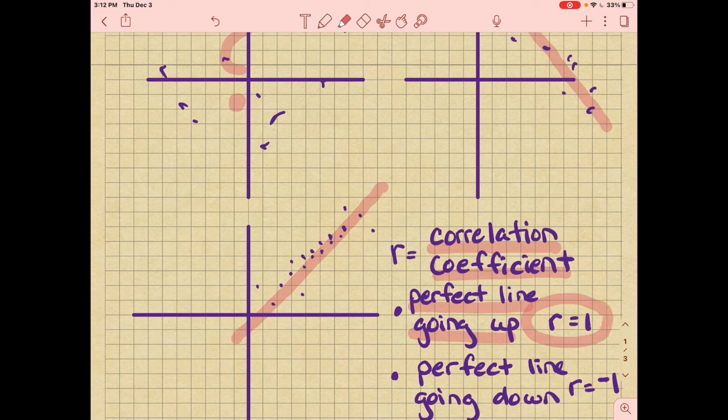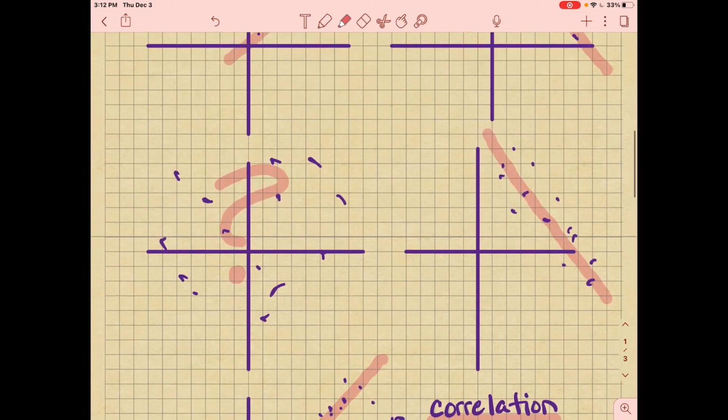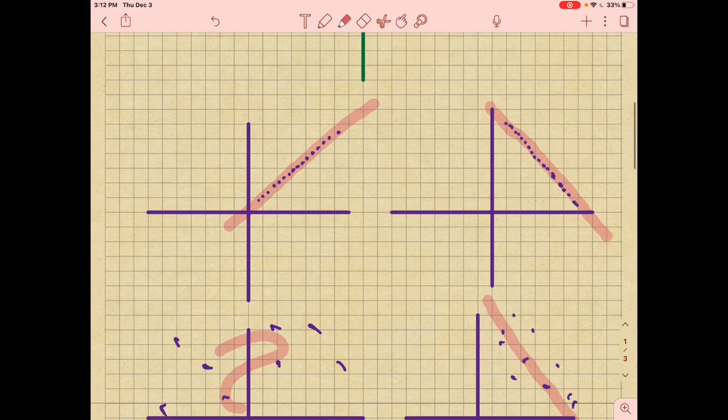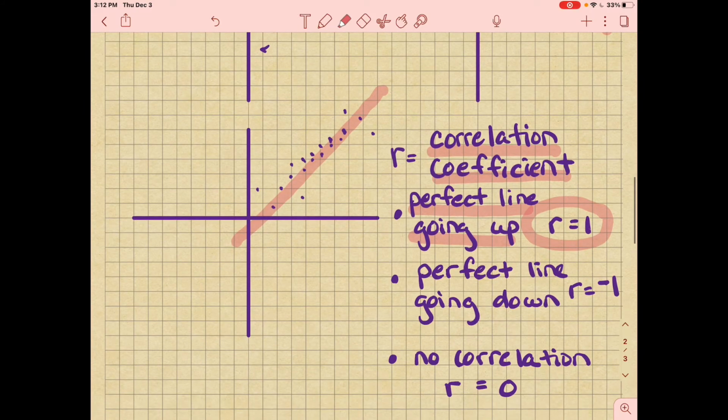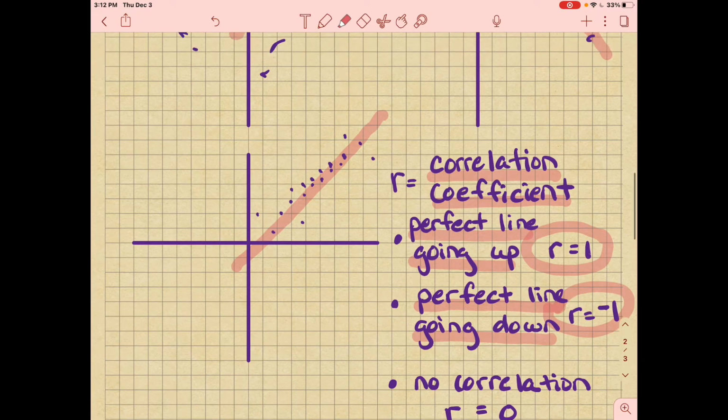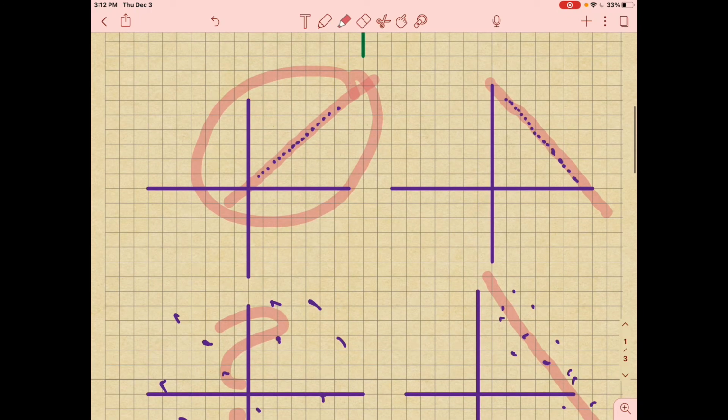So if we see a perfect line going up, we will get something called a correlation coefficient. We call that R, and we will say that R is 1 if it is a perfect line going up. This one right here is pretty close to a perfect line going up. If we have a perfect line going down, we will say that R equals -1. This one is pretty close to perfect.